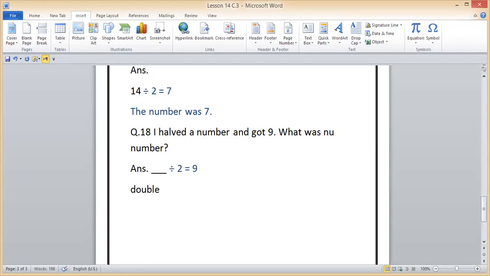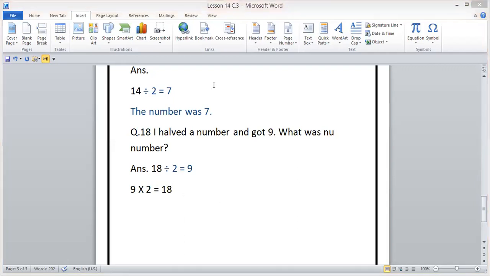Okay? The opposite of half is? Yes, Mantha. Opposite of half is? Double. Right? And in order to find the double, you multiply by 2. Which number will you multiply by 2? The answer you get, that is 9. So when you multiply 9 by 2, you will get 18. 18 is the number. When you find the half of 18, the result will be 9. You can check it. When you divide 18 by 2, the result will be 9. Okay? Good.